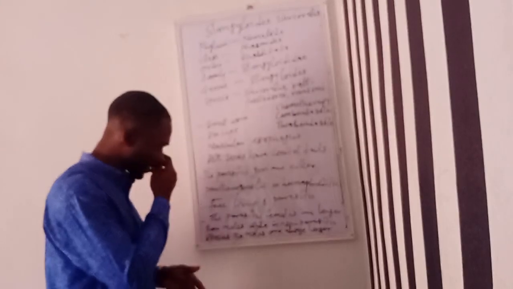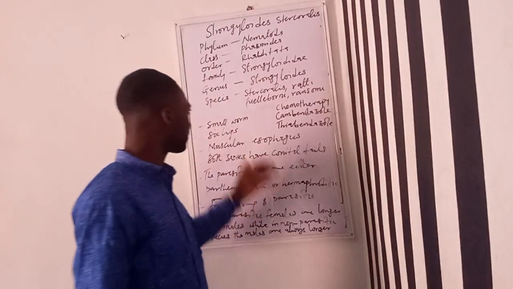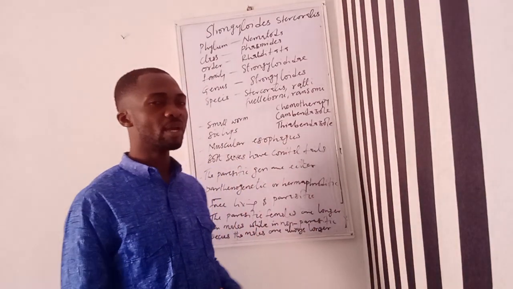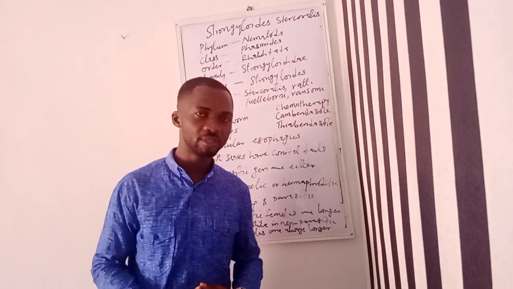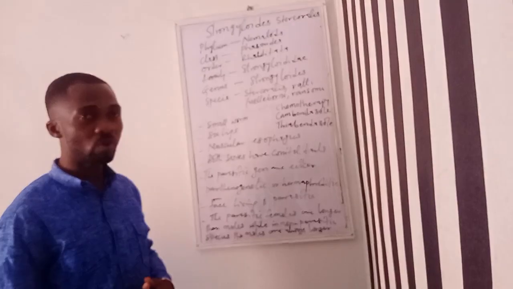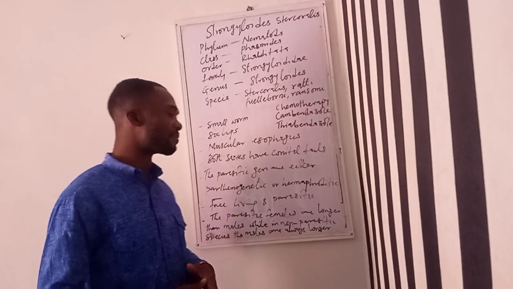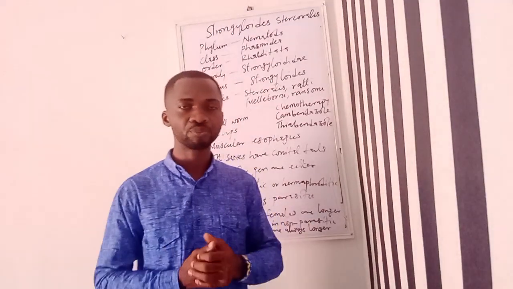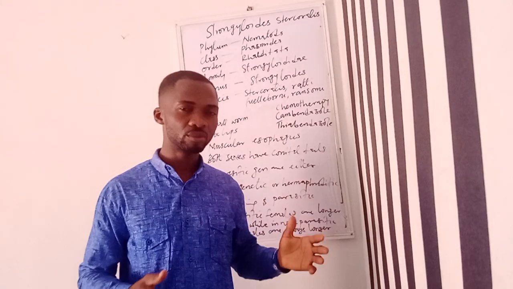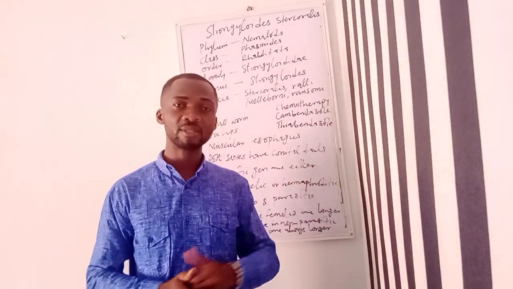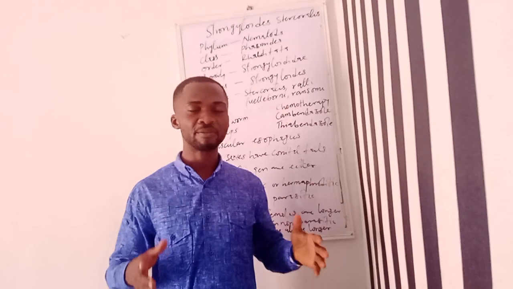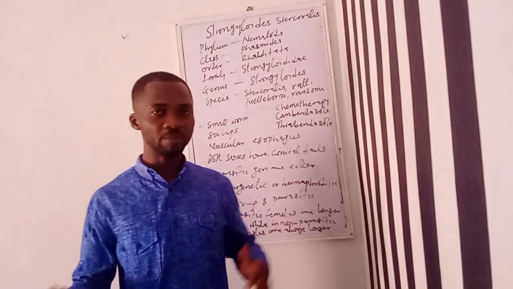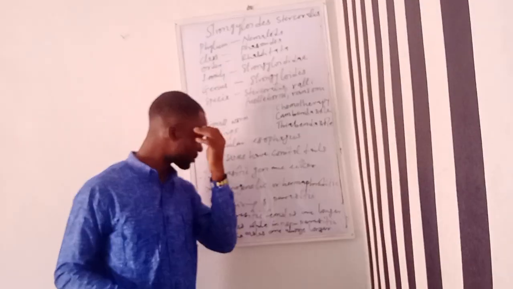Now, here are the characteristics of some of these parasites. Like I said, they are small worms and they are surrounded by 6 lips. They have a muscular esophagus and both sexes have conical tails. If you can remember, in the case of the last parasite we talked about, that is hookworm, I said that the female hookworm parasites have conical tails. But in the case of strongyloides, both the male and the females have conical tails.